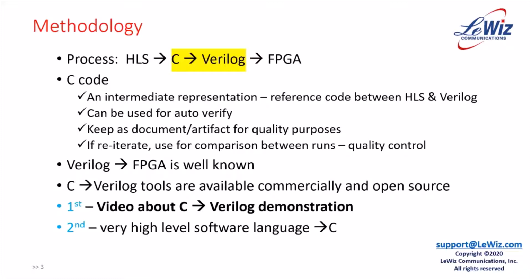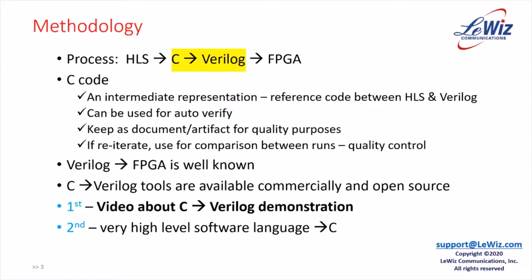C can be used for auto-verification purposes or be kept for documentation. It's really an artifact that you can use for quality control purposes. If you reiterate the process, you can use it for comparison between runs as a quality control method.